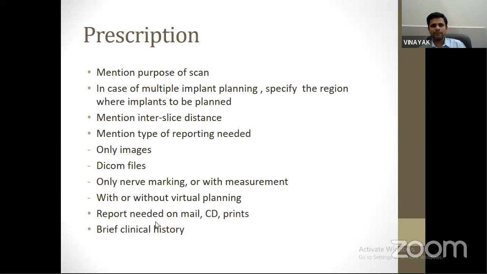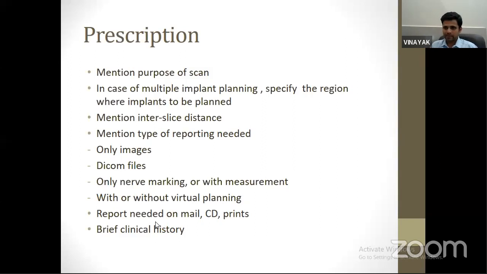Second, if it is for implant planning, then we can specify the region where you are planning, especially if it's a big completely edentulous area. If there is something in mind, then that can be conveyed and the measurements can be done accordingly. And whenever a report is made, there are hard copies. In hard copies, there are a few sections: an axial section, an OPG section, and then cross sections. For the distance between the cross sections, we can ask our radiologist what distance we want.